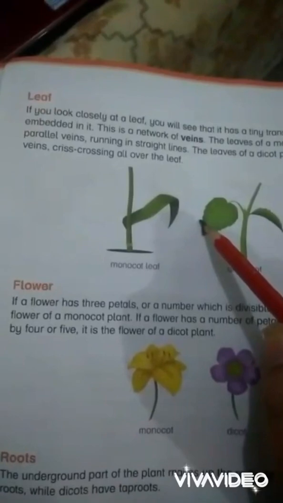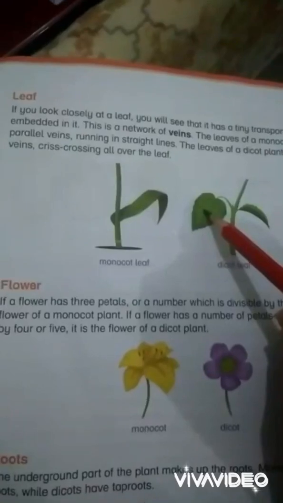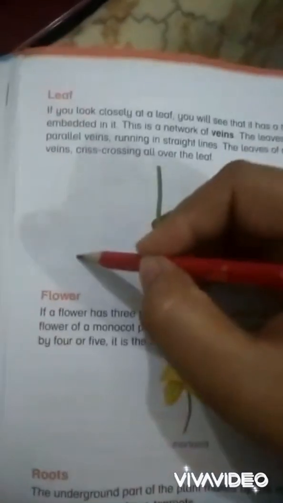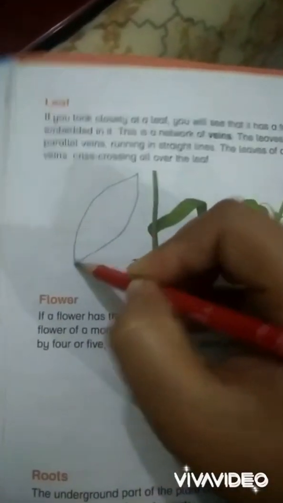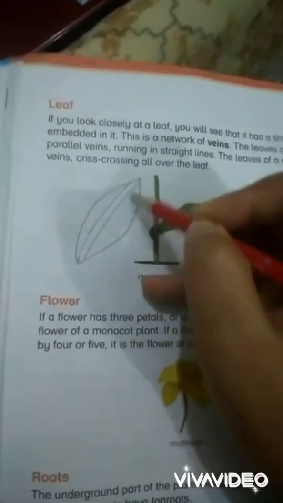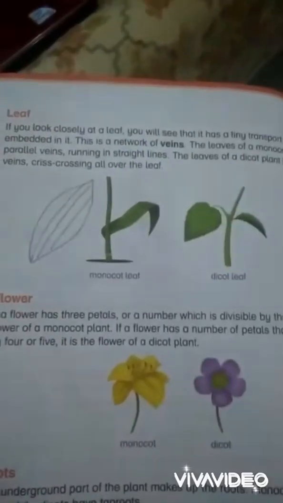Every leaf has a tiny transport system. Basically, this system contains xylem and phloem veins in the form of a network. In the case of a monocot leaf, these veins run parallel to each other, like this. The xylem and phloem veins run parallel to each other in a monocot leaf. But in the case of a dicot leaf, the veins are present in the form of a network. Look at this leaf. This leaf shows a network of veins. This is the main midrib, or vein, and these veins arise from the main midrib.